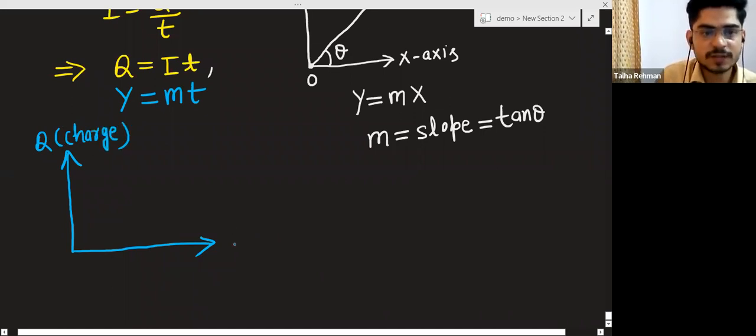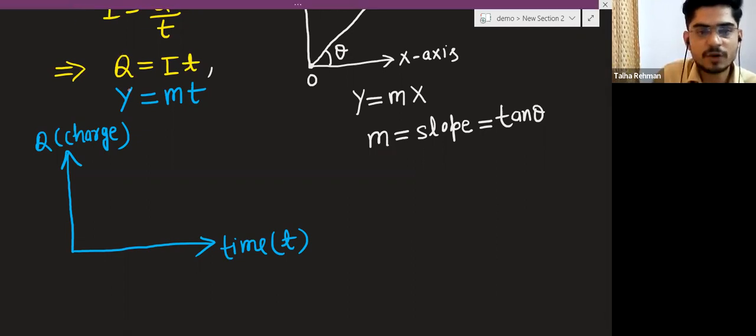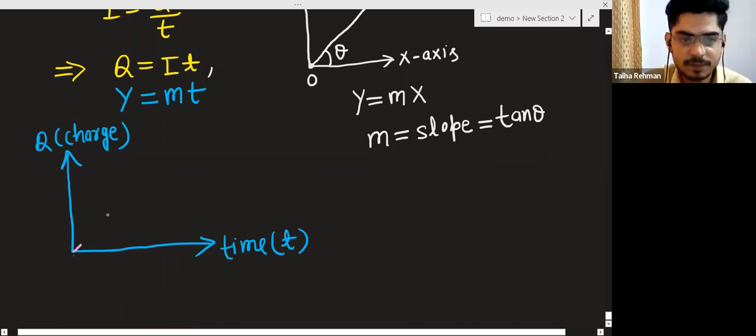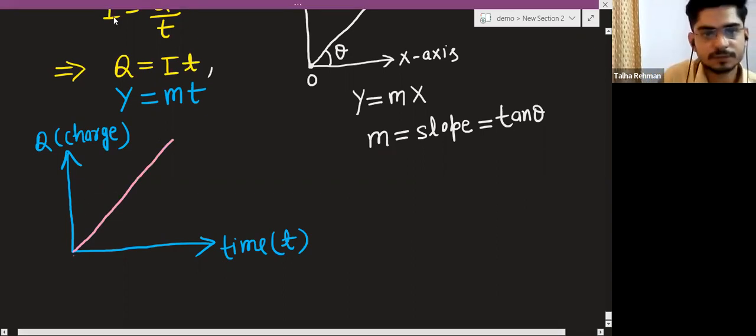Charge is on the y-axis and time is on the x-axis. I am representing time with small t. According to this equation, the graph will be a straight line passing through the origin.